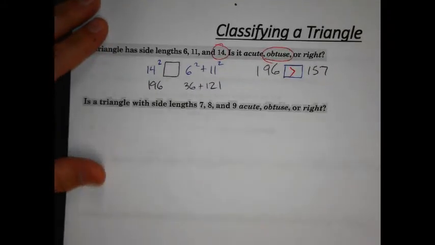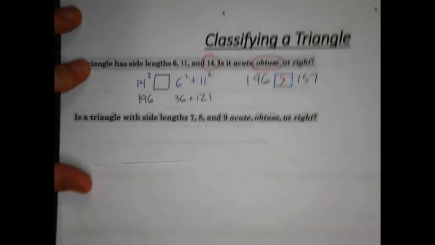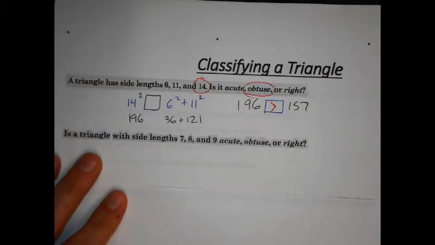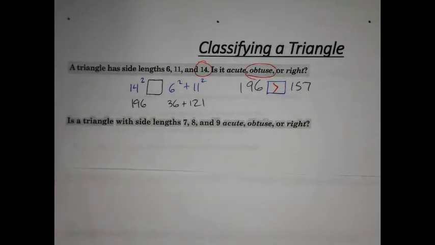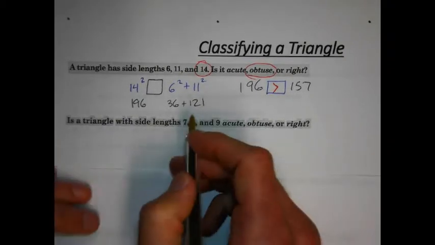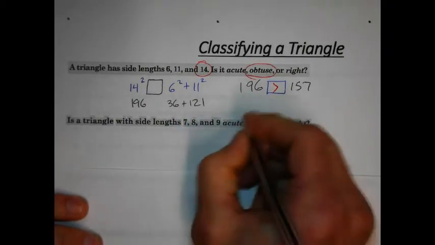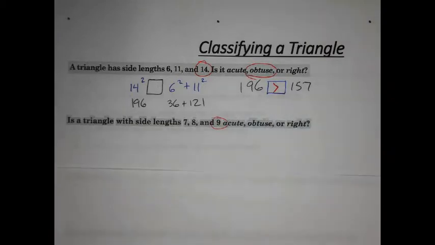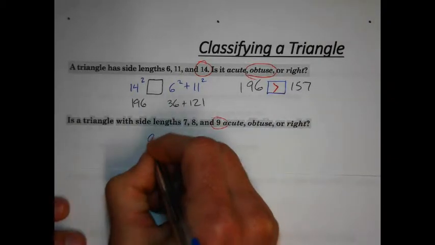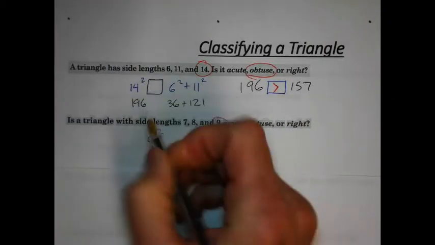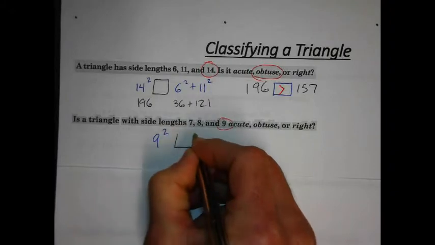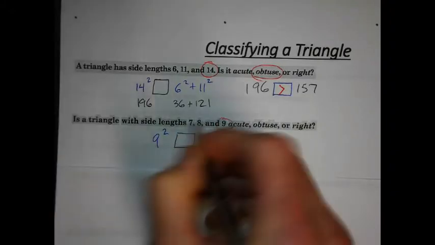Next example. I need more practice. Good, me too. So, does a triangle with side lengths 7, 8, 9 have acute, obtuse, or right angles? Well, let's figure out the biggest side between 7, 8, and 9. The largest side, of course, is 9. And so we're going to set it up. Is 9 squared bigger than, smaller than, or equal to 7 squared plus 8 squared, right?